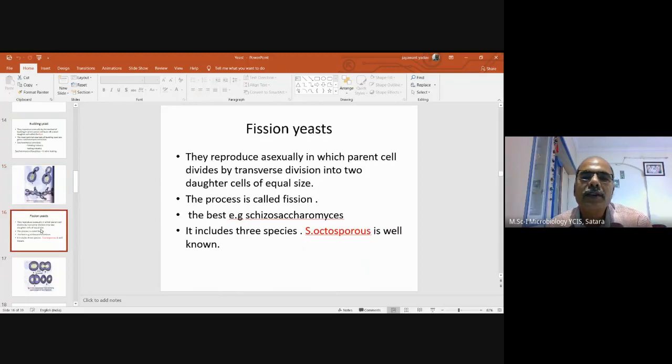Then fission yeast, that is, they reproduce asexually, in which the parent cell divides by transverse division into two daughter cells of equal size, and the process is called fission. The best example of fission is Schizosaccharomyces, and it includes 3 species. Schizosaccharomyces octosporus is well known amongst these 3 species.